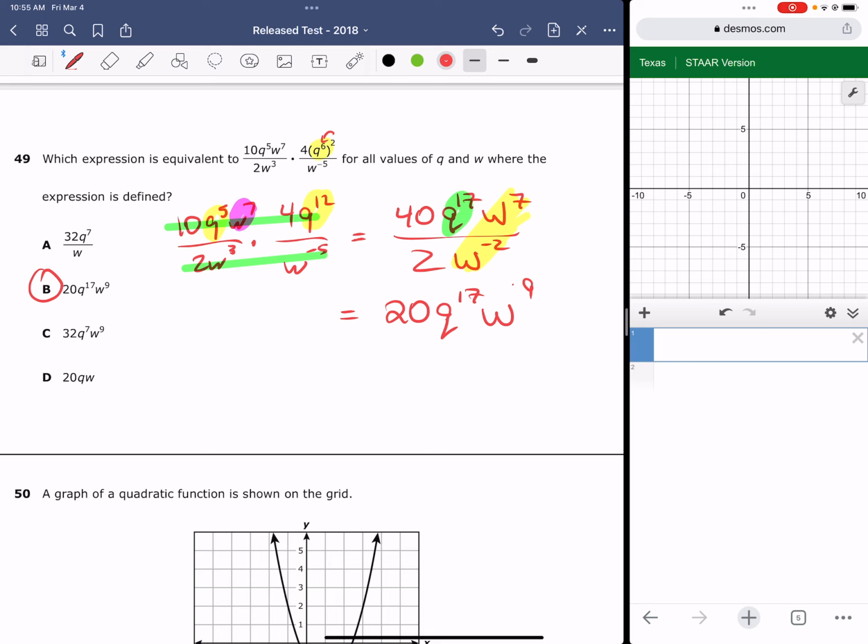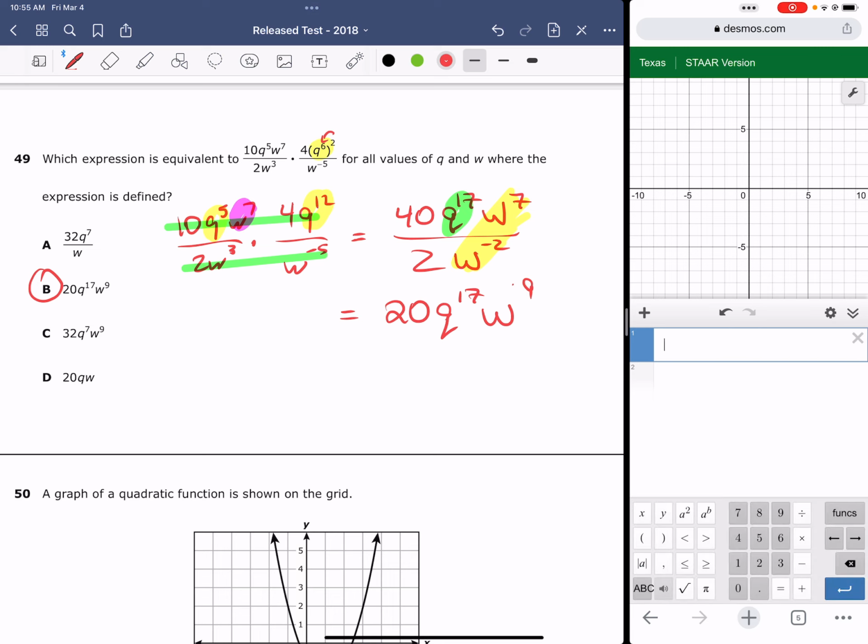Now, if you're up for it, there is a way to check your answer in Desmos. We start in line 1 by typing in the given expression. 10q to the fifth, w to the seventh, divided by 2w to the third. Let's make sure that we put that all in the denominator, 2w to the third. Then multiplied by another fraction here, 4 parentheses, q to the sixth power raised to the second power, and then divided by w to the negative 5.